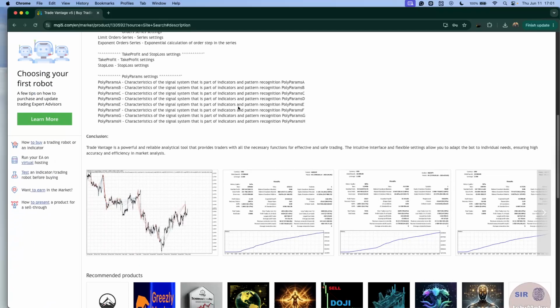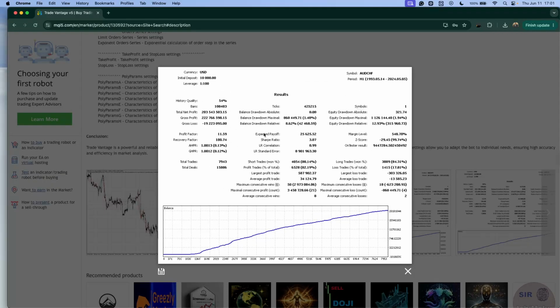Basically, that's all from the developer, and this is their own backtest. This is what they have here. This was on AUD/CHF on the 1-hour time frame from 1993 to 2024, with an initial deposit of $10,000. Total net profit is over 200 million, with a win rate of 82%. Total trades over the long span of years is just 7,943 trades, and a good profit factor of 11.59.